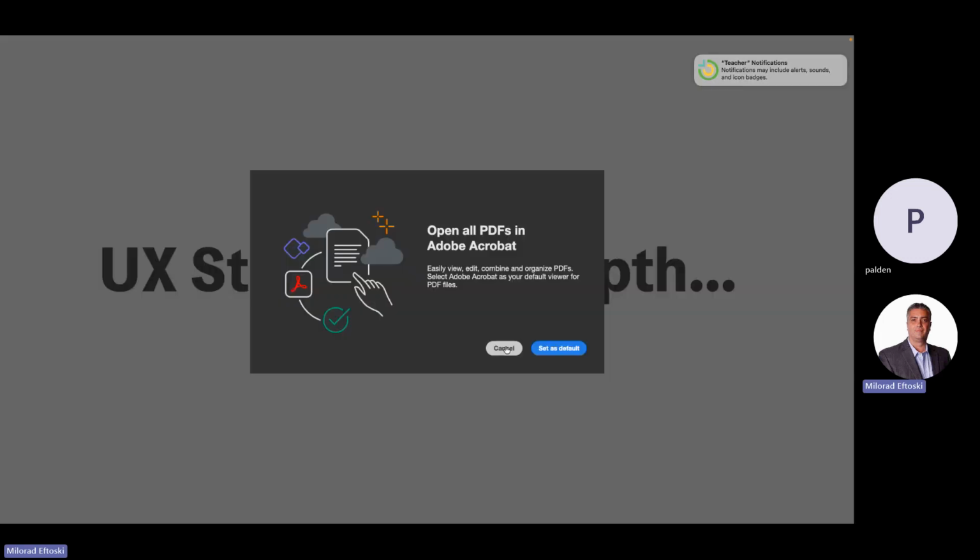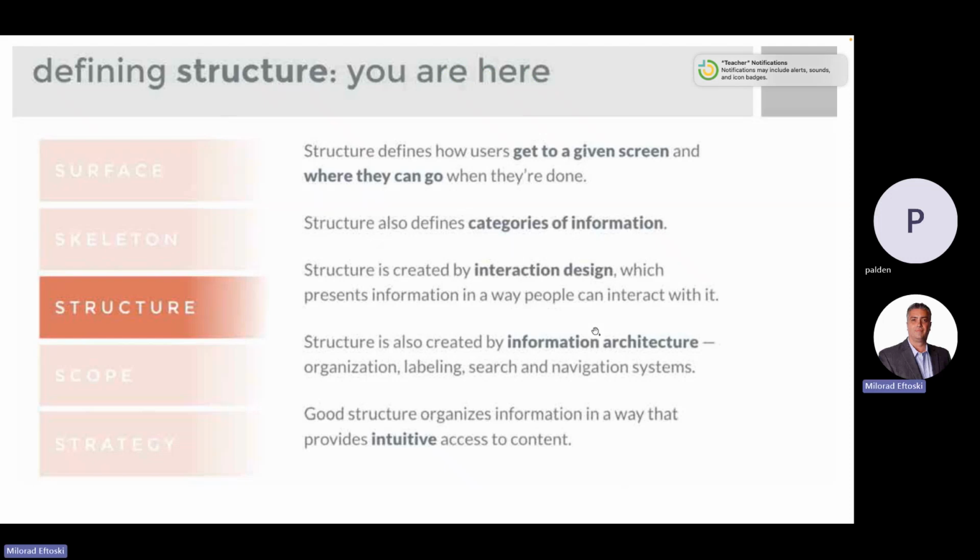Okay, so the UX structure in depth. Basically it says you're here. Structure defines how users get to a given screen and where they can go when they're done. Now this strategy was applied to websites, and now it's basically becoming a norm for apps and mobile devices. Structure also defines categories of information. Structure is created by interaction design, which presents information in a way people can interact with it. Structure is also created by information architecture. So when you hear IA, not AI, IA stands for information architecture. Organization, labeling, search, and navigation systems all have to have this implementation. Good structure organizes information in a way that provides intuitive access to content. And this is very important. I can't stress how important the intuitive part is.